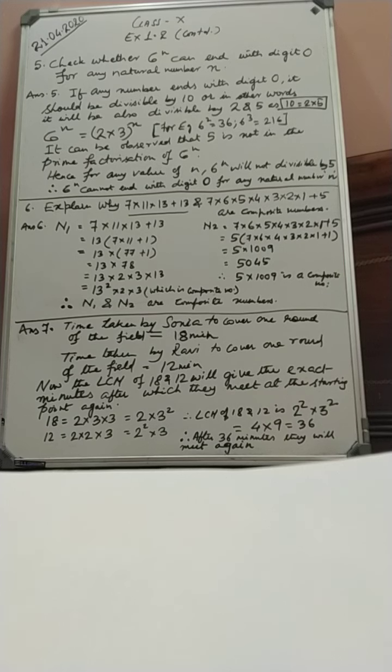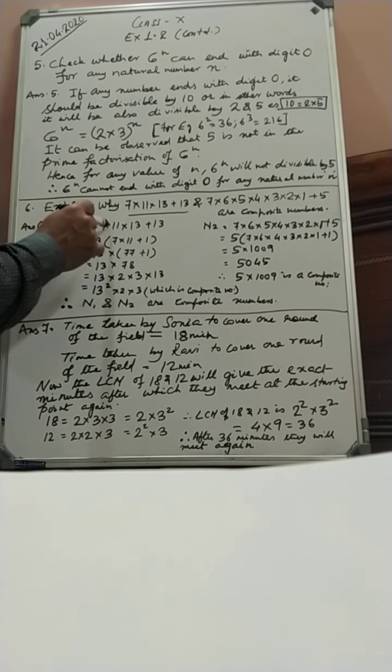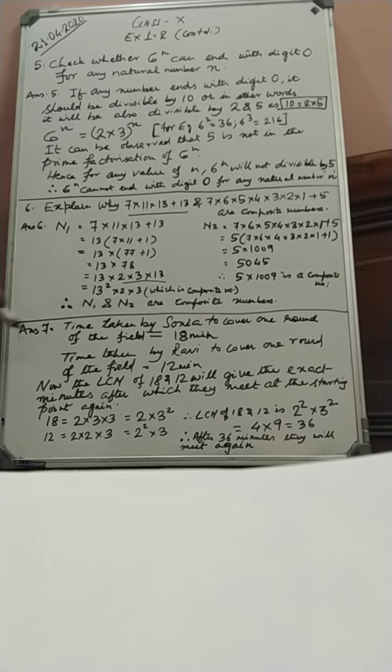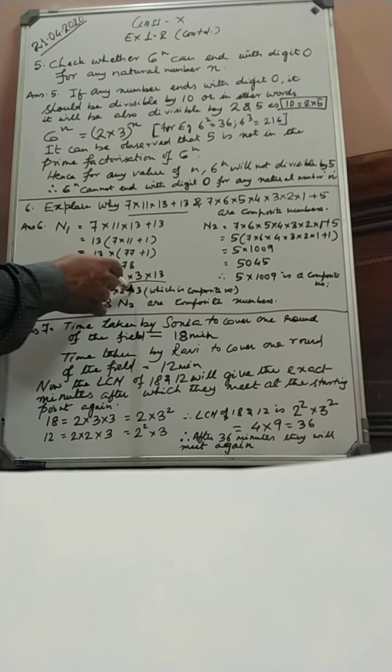So n1 is equal to 7 into 11 into 13 plus 13. Out of this, which is common? 13 is common, so I have taken 13 common. Then what is left? 7 into 11 plus 1. 7 into 11 is 77, plus 1 is 78. So 13 into 78. Now 78 can be further divided as 2 into 3 into 13; these are the prime factors of 78. So it can be written as 13 square into 2 into 3.